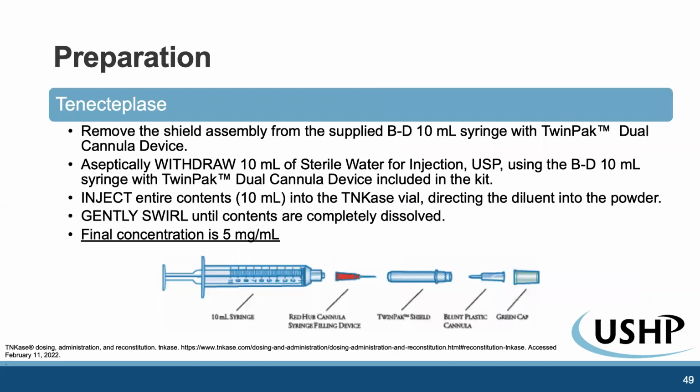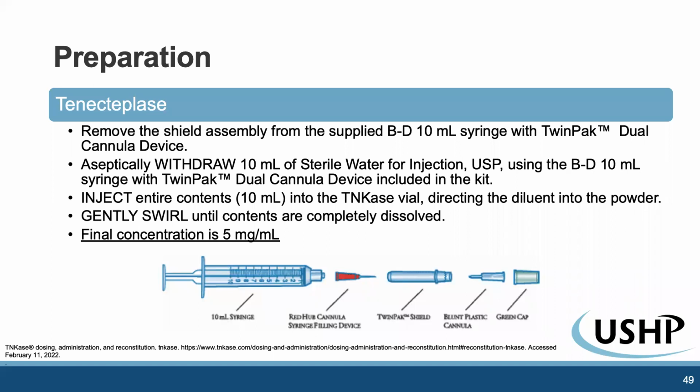When we take a look at tenecteplase, it is also kind of unique in its ability. You remove the shield assembly from the supplied BD 10 mil syringe with twin pack dual cannula device. Then you aseptically withdraw 10 mils of sterile water for injection. Using the BD 10 mil syringe, you inject the entire contents, or rather 10 mils, into the vial, diluting the powder that way. This is also another one in which you'd want to gently swirl the contents until they're completely dissolved.